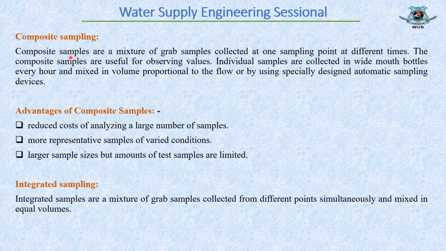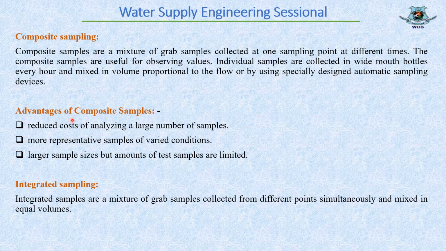Composite sampling. Composite samples are a mixture of grab samples collected at one sampling point at different times. Individual samples are collected in wide-mouth bottles every hour and mixed in volume proportional to the flow, or by using specially designed automatic sampling devices. So we can say a composite sample is a combination of individual samples collected over a designated period of time. A composite sample is statistically more reliable than a grab sample.